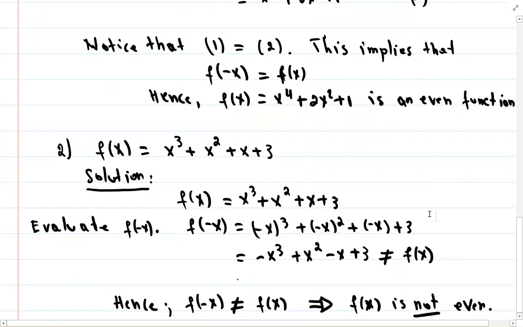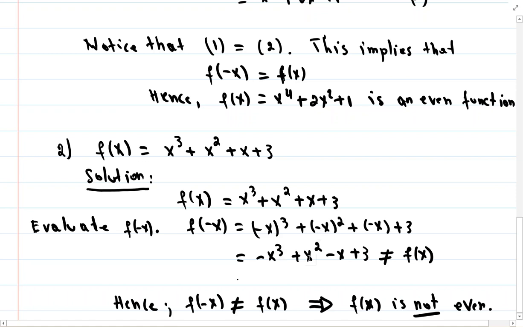Another example. So they give us f of x, which is x cubed plus 2x squared plus x plus 3. We want to see if it's an even function. So again, we go to f of x, we evaluate it at negative x, meaning we replace x with negative x. So by plugging in negative x for x, we're going to get negative x quantity cubed, which is negative x to the third.